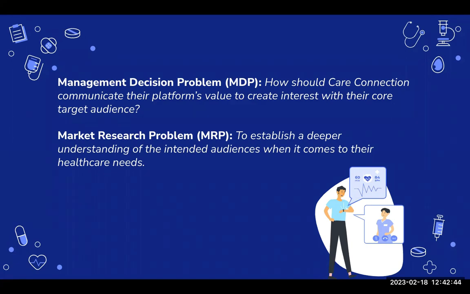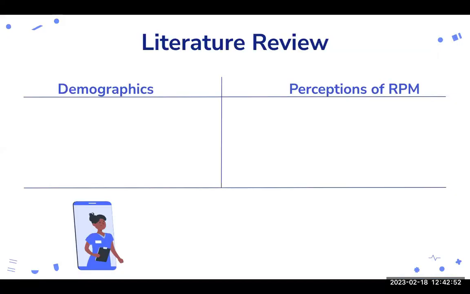These components represent the specific areas of research needed to help Care Connection make informed decisions about their direct-to-consumer communication strategy. The literature review was organized to address the main components of the MRP. In initial conversations with the client, they voiced the strong likelihood that seniors would make up this target group, mainly due to the prevalence of chronic disease in older populations.